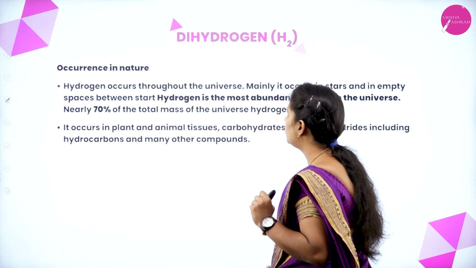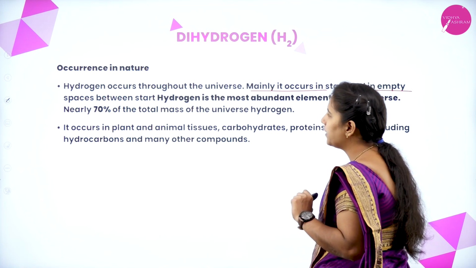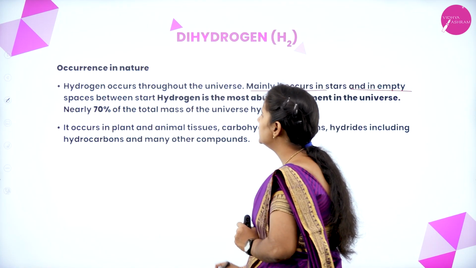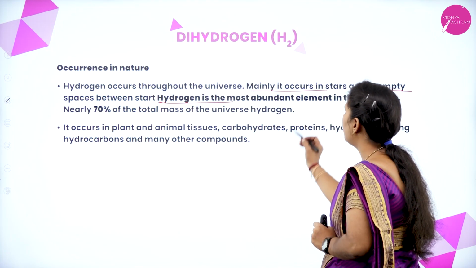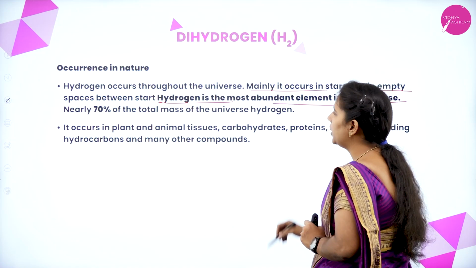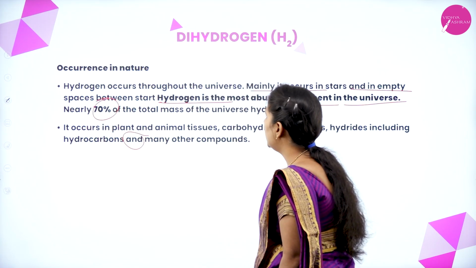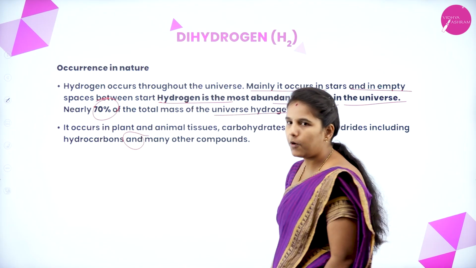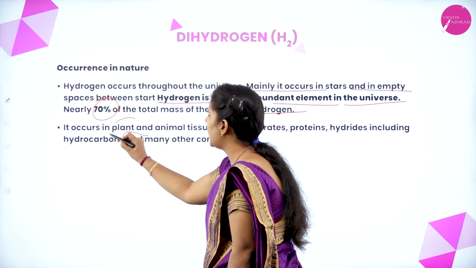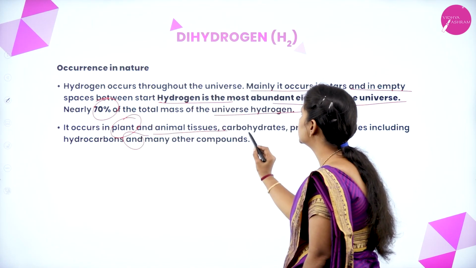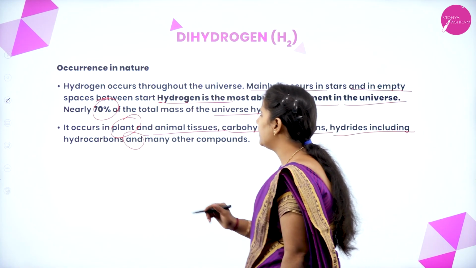Hydrogen occurs throughout the universe. Mainly it occurs in the stars and in empty spaces between the stars. Hydrogen is the most abundant element found in the universe. Nearly 70% of the total mass of the universe is made up of what? Hydrogen. And it also occurs in plant and animal tissues, carbohydrates, proteins and hydrates, including hydrocarbons.